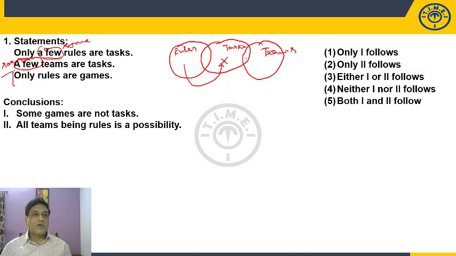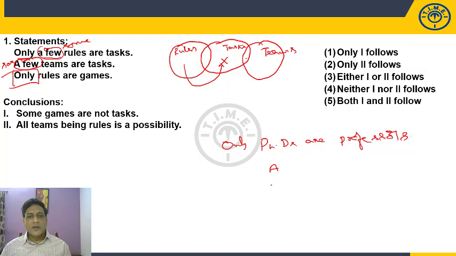Only PhDs are professors. Now look at this carefully. When we say only PhDs are professors, let us understand this statement. If you find Professor A, is that professor a PhD? Yes, the professor is a PhD, because only PhDs can be the professors. No one else can be professors. So if a person has become a professor, it implies that that person is a PhD.